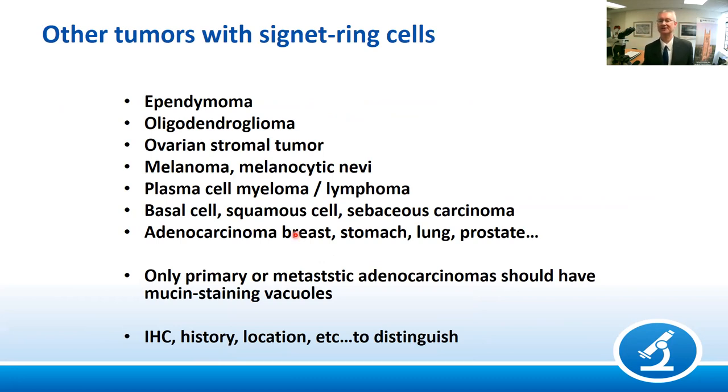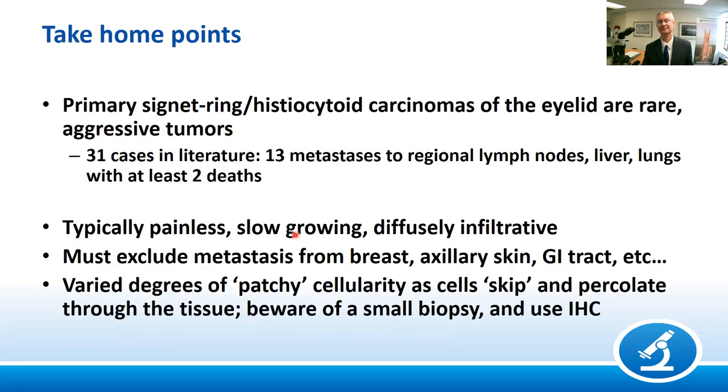Beware of other tumors with signet ring cells, such as neuropathologists. They are extremely rare, but ependymomas, oligodendrogliomas, and you've seen all the rest. Until you've seen a signet ring cell melanoma, you haven't really lived, I don't think. And just be careful, okay?